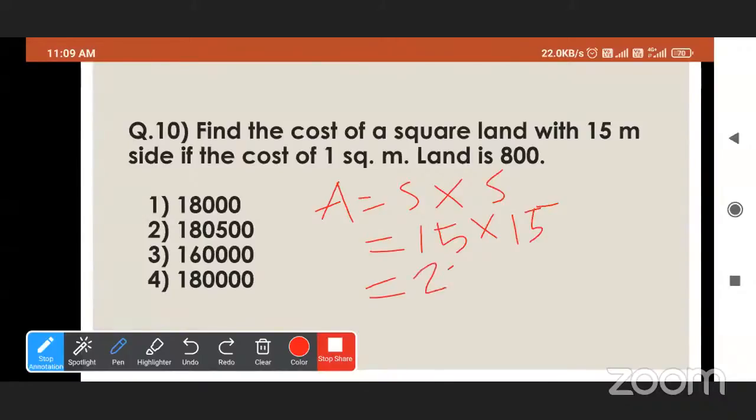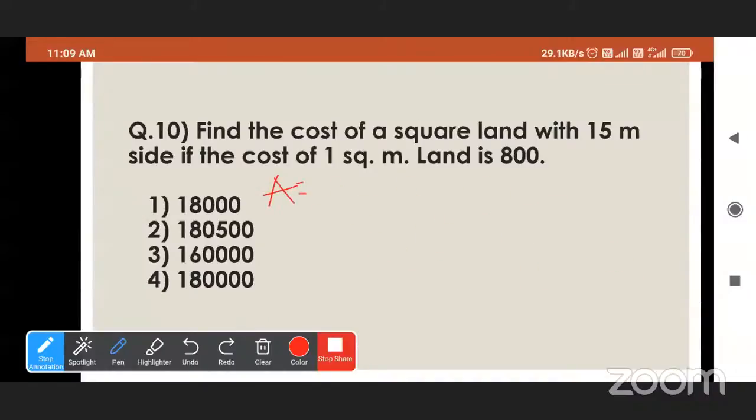Yes, that is 225 square meter. So see here, area is 200 and area here is 225 square meter. Sir, is it the right answer? Yes, 225 is very right. But Sir, in these three columns this option is not there.